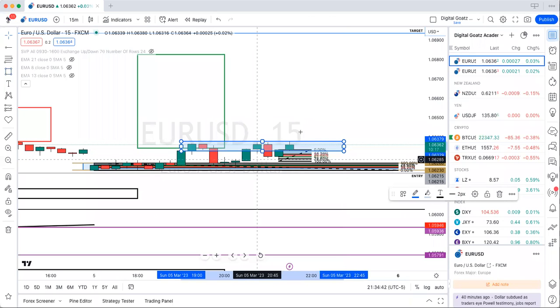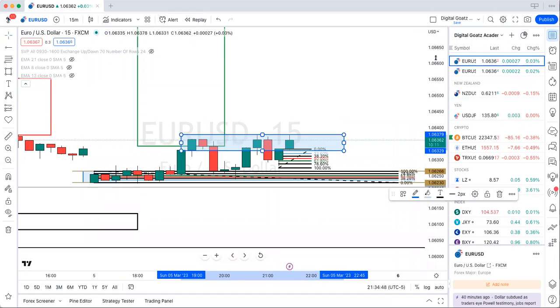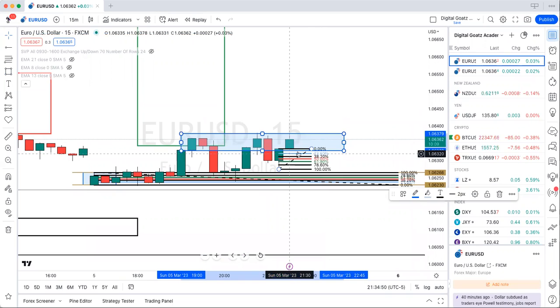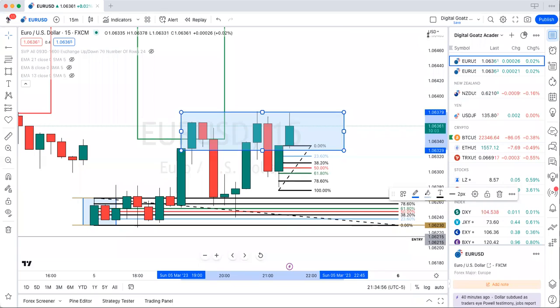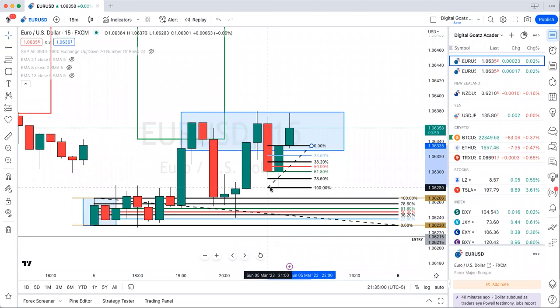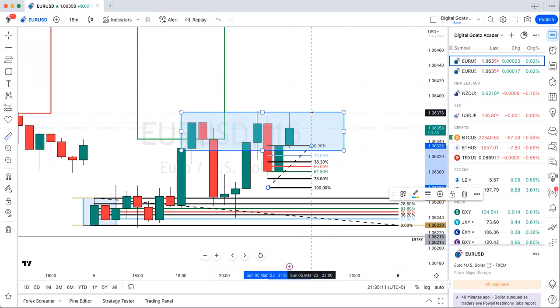So if the market does break up out of here for Euro USD, because we missed that better entry down there, we don't want to get fooled, because we identified that the market could, in fact, retest this entry based off of the Fibonacci. This candle right here, if we were to enter, we would like to be around this position of at least 50% or 38%.